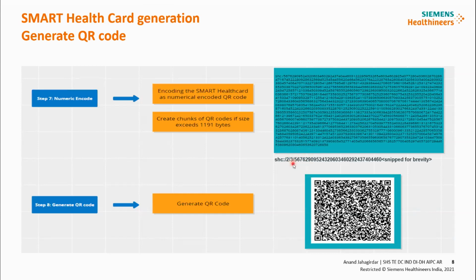Anything more than 1195, you will have to split it. Basically, you will generate a QR version 22, and then you encode that entire thing. You divide it into equal parts and you create these chunks. And finally, you have this QR code which you can use for scanning.